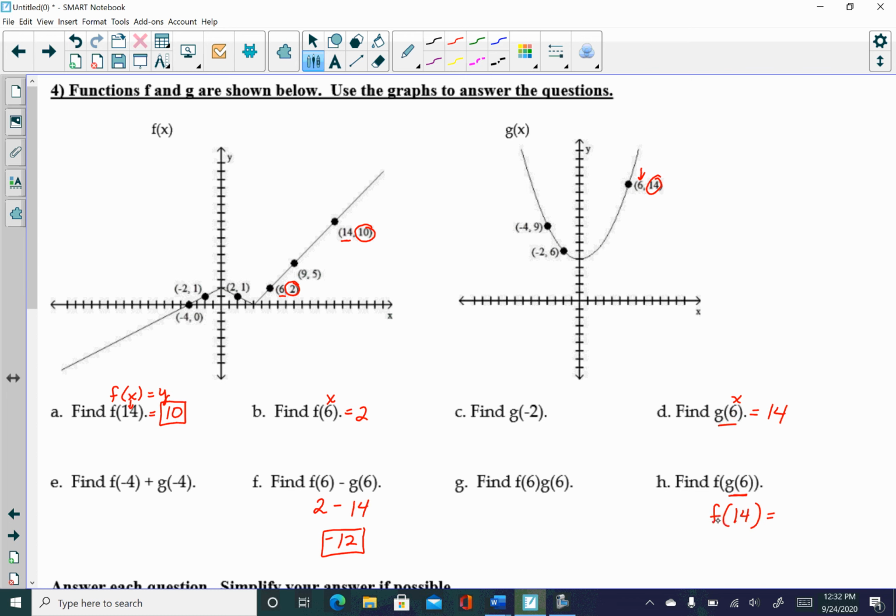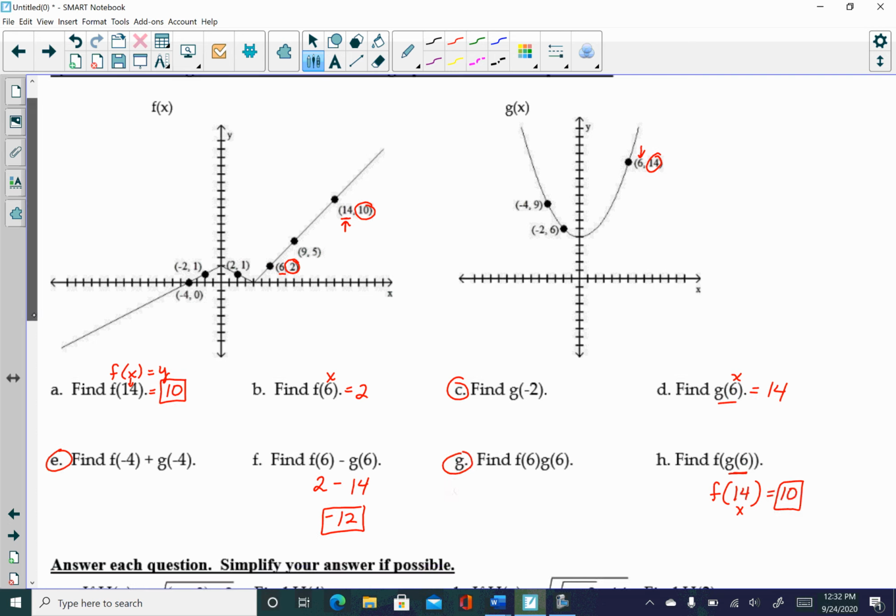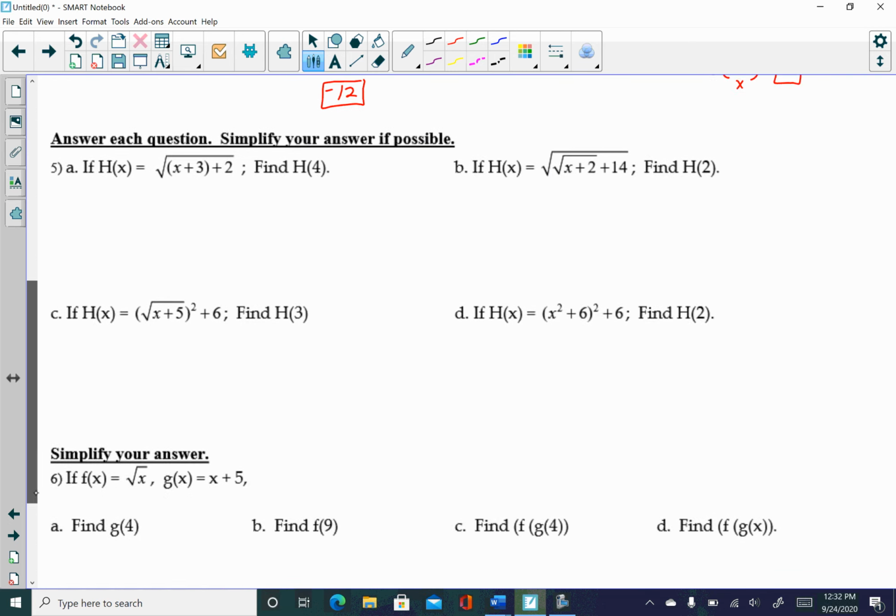Now it says go to your f function. Where x is 14, you want to find out what the y value is. And so we've done that already. When x is 14, the y value is 10. Final answer. Okay. So I want you to pause the video and go back and make sure that you can do C, E, and G. Check yourself by the solution key. Make sure you're tracking.